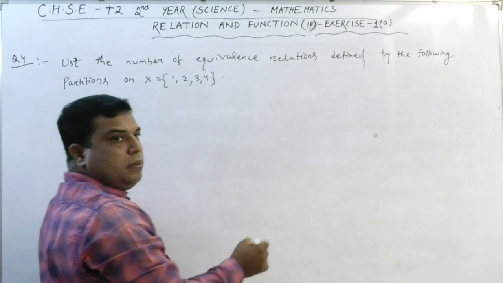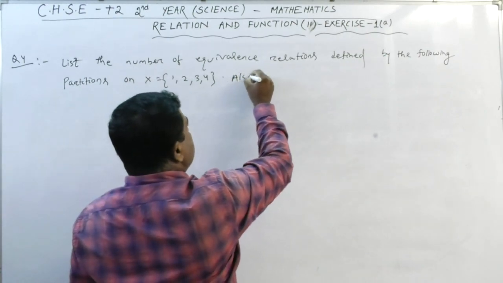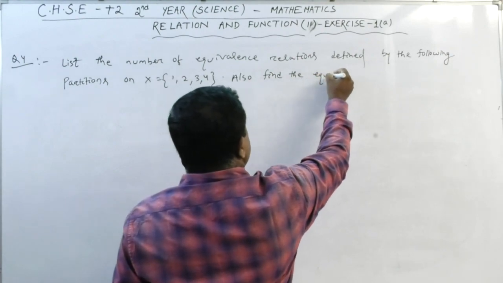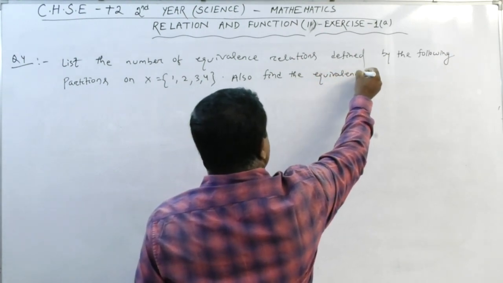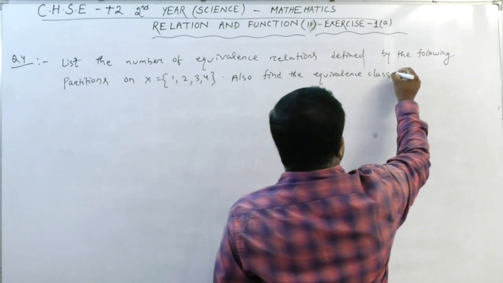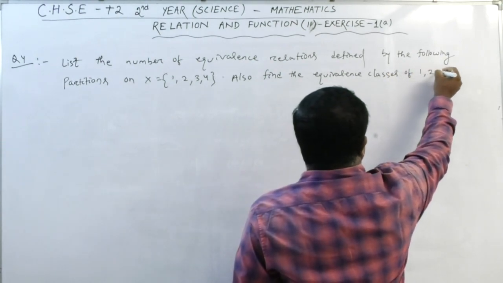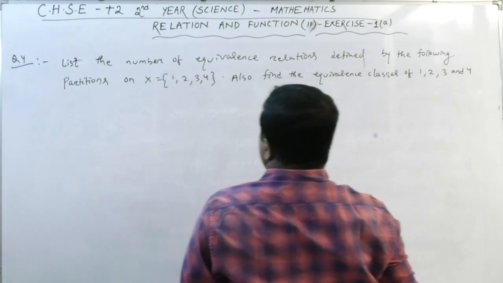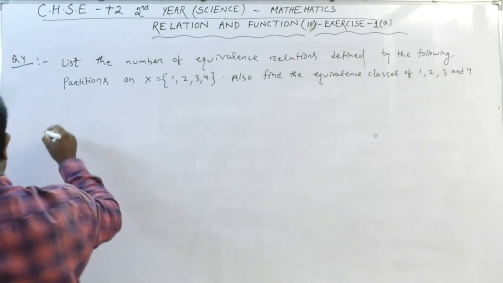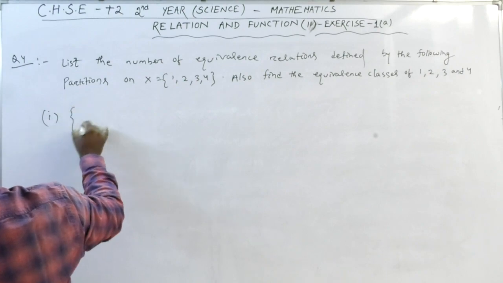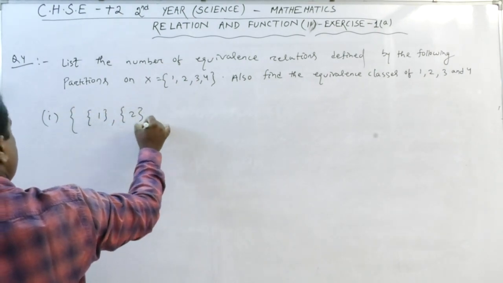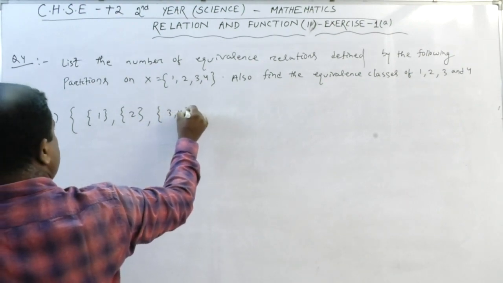Also find the equivalence classes of 1, 2, 3 and 4. That is the question. Okay? And some bits are there. The first partition is given as {1}, {2}, {3, 4}. Okay, this is given.